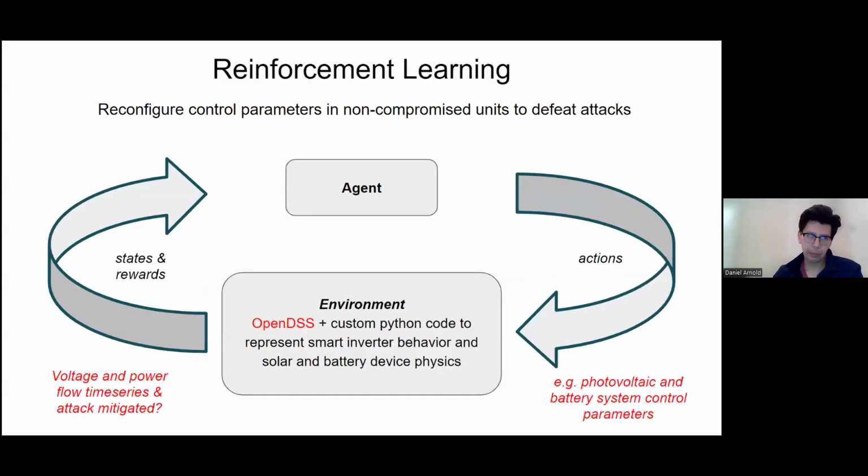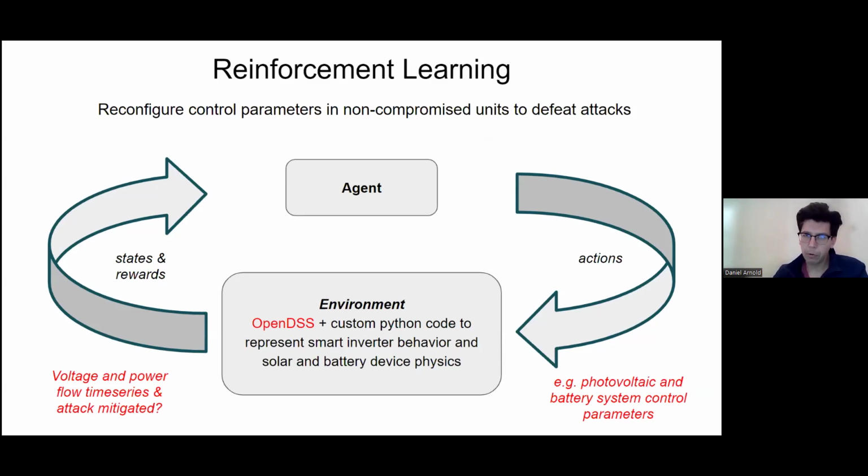When the types of attacks become more sophisticated in nature, what we found is that the adaptive control as we formulated it was not a useful tool to defeat these attacks. So a more sophisticated attacker needed a more sophisticated response. And so we've experimented quite a bit with reinforcement learning in order to make these parameter adjustments in non-compromised units to defeat these attacks. In reinforcement learning, this is a simplistic diagram of how our architecture is set up, and how our agent, which is the decision maker, is trained here.